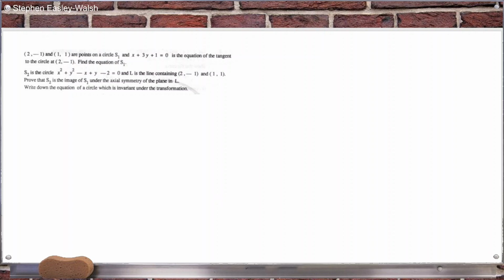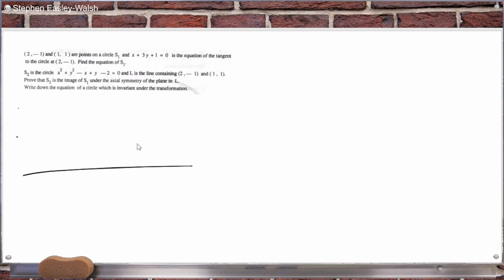Okay, let's have a look at this one here. 2, -1 and 1, 1 are points on a circle, and x + 3y + 1 = 0 is the equation of the tangent of the circle at 2, -1. And find the equation of S1. Okay, a quick sketch wouldn't harm.